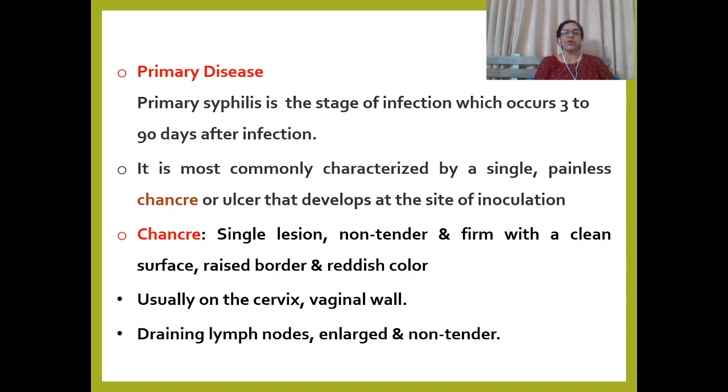Now, it is most commonly characterized by one single painless ulcer, which is called a chancre. This is a unique type of lesion which develops at the site of inoculation, that is where the microorganisms enter the body. This is mainly areas like the mouth or the genitalia. This chancre is a single lesion. It is non-tender and firm with a clean surface, raised border, and it is reddish in color.